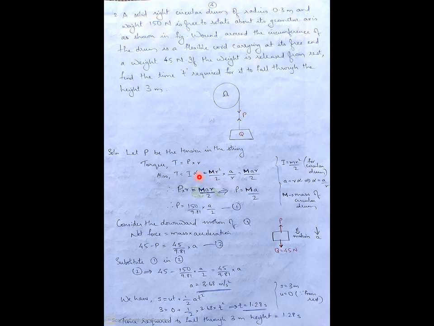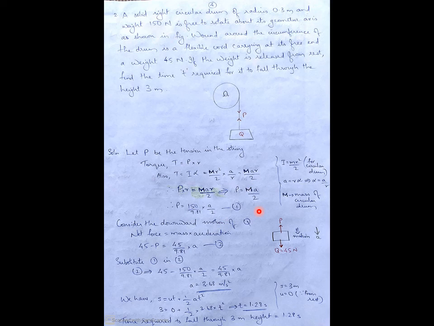Then the relation between a and alpha is a equal to r alpha, or alpha equal to a by r. Finally, you will get M a r by 2. Equating these two, that is P into r and M a r by 2, you will get P equal to M a by 2, where M is the mass of this circular drum. Here the weight is given as 150 Newton. So mass will be 150 divided by 9.81 into a by 2. That will be equation 1.